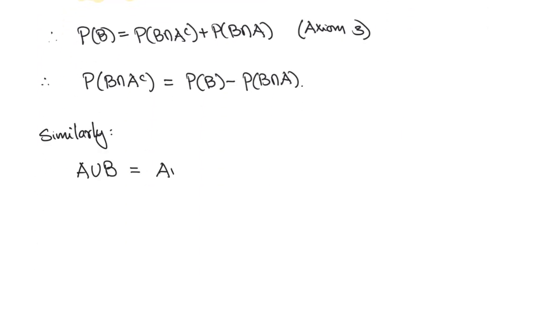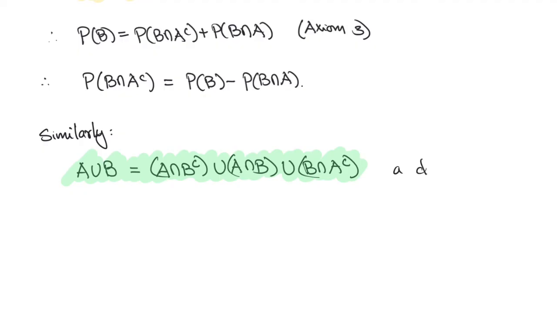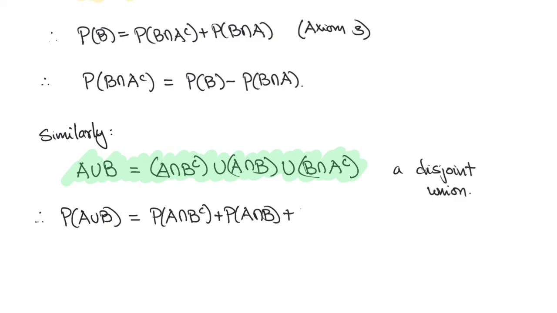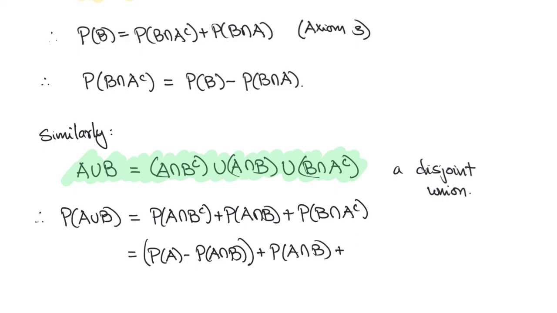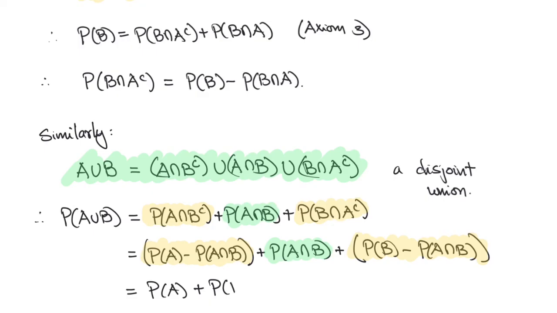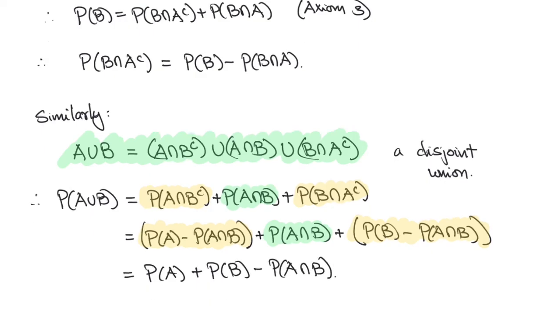Similarly, we can decompose A union B as A intersect B complement union A intersect B union B intersect A complement. This is a disjoint union. Applying the probability function to A union B now gives us that the probability of A union B is going to be equal to the probability of A intersect B complement plus the probability of A intersect B plus the probability of B intersect A complement. And using part 5, we arrive at the equation: the probability of A union B equals the probability of A plus the probability of B minus the probability of A intersect B.